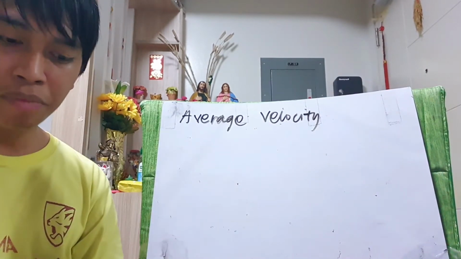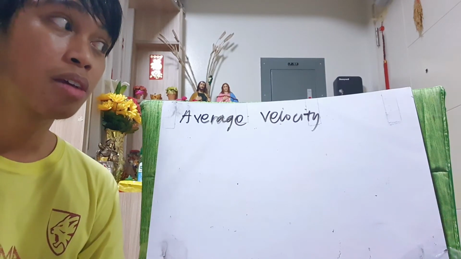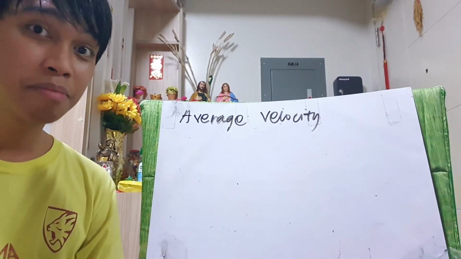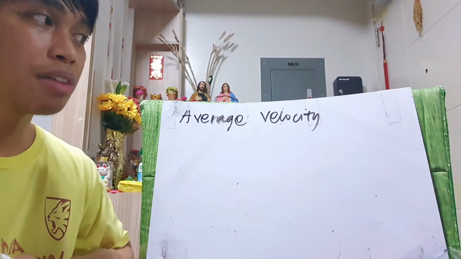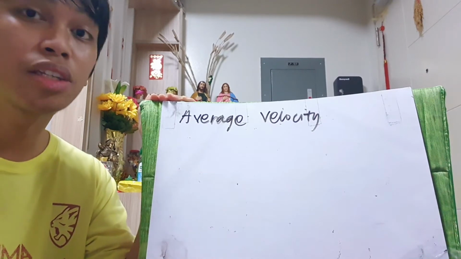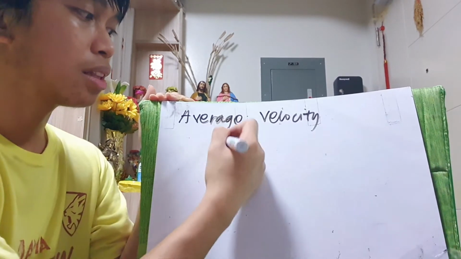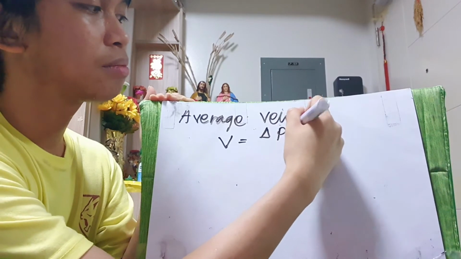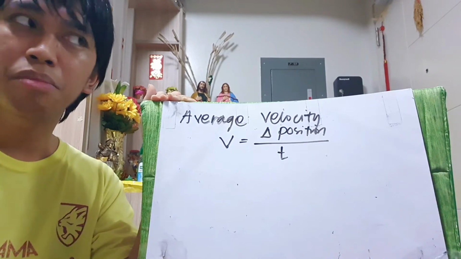So velocity is a vector quantity. Therefore, displacement works for velocity, while distance works for speed. Scalar to scalar, vector to vector quantities. So to find the velocity or average velocity of an object moving along a horizontal path, the formula is V is equivalent to change in position all over time frame.